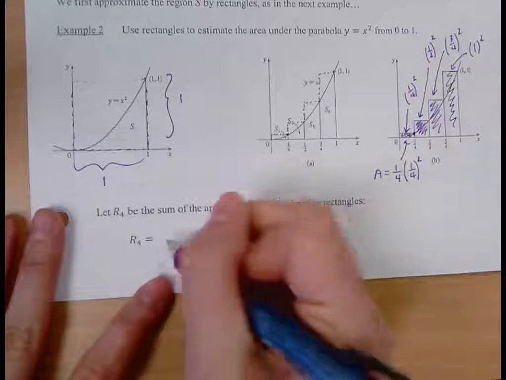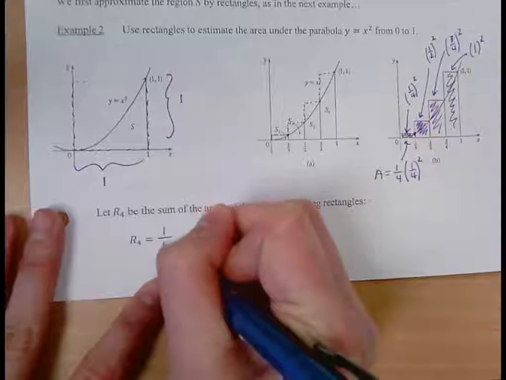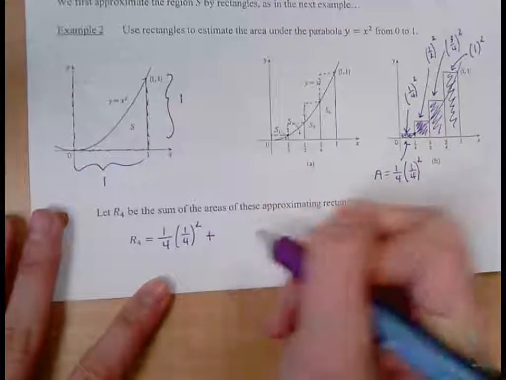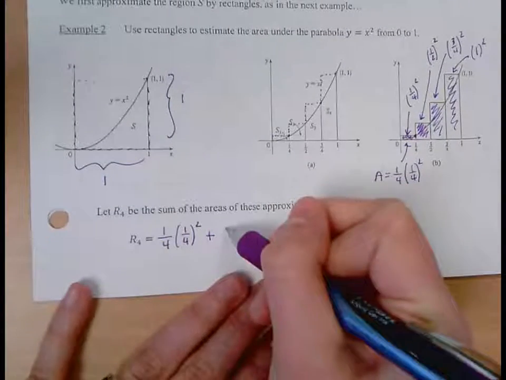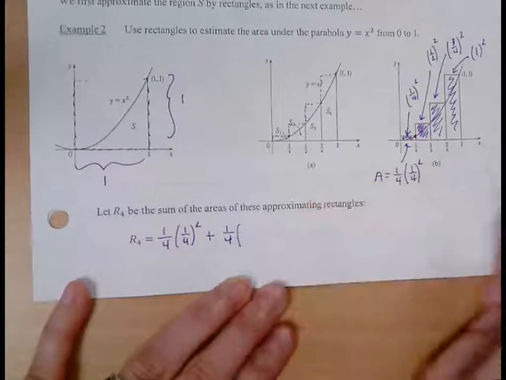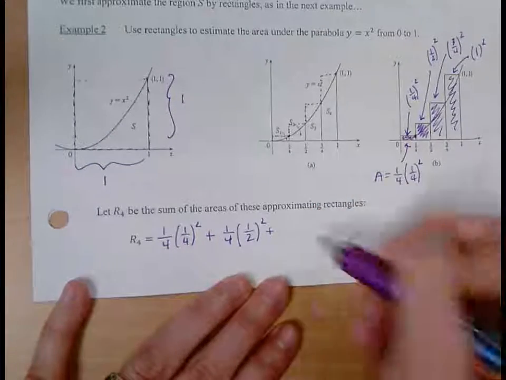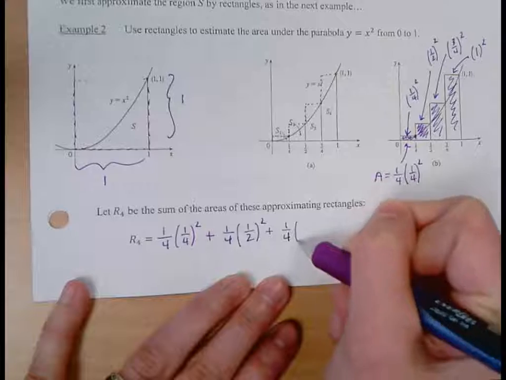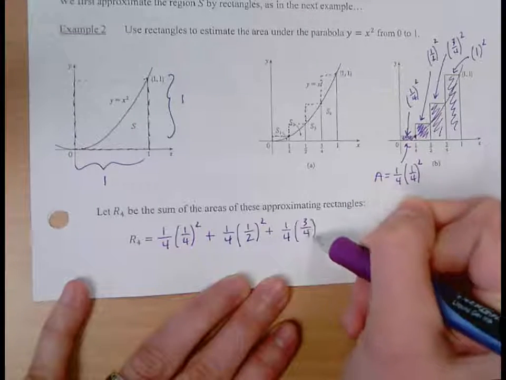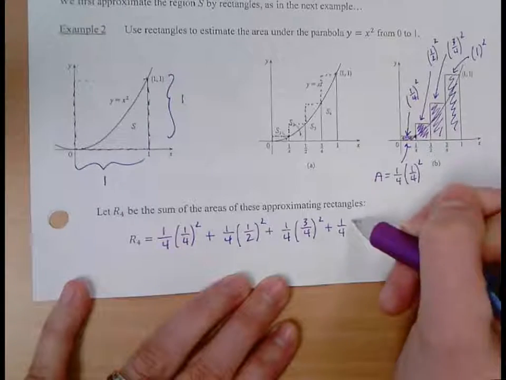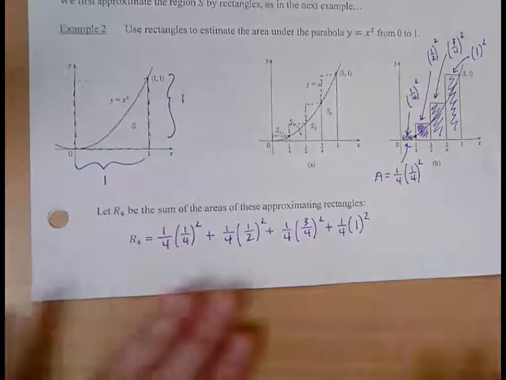But that first rectangle, again, would have an area of 1/4 times 1/4 squared. Plus, the second rectangle still has a width of 1/4, but a height of 1/2 squared. The third rectangle still has a width of 1/4, but a height of 3/4 squared. And the last rectangle has a width of 1/4 and a height of 1 squared.